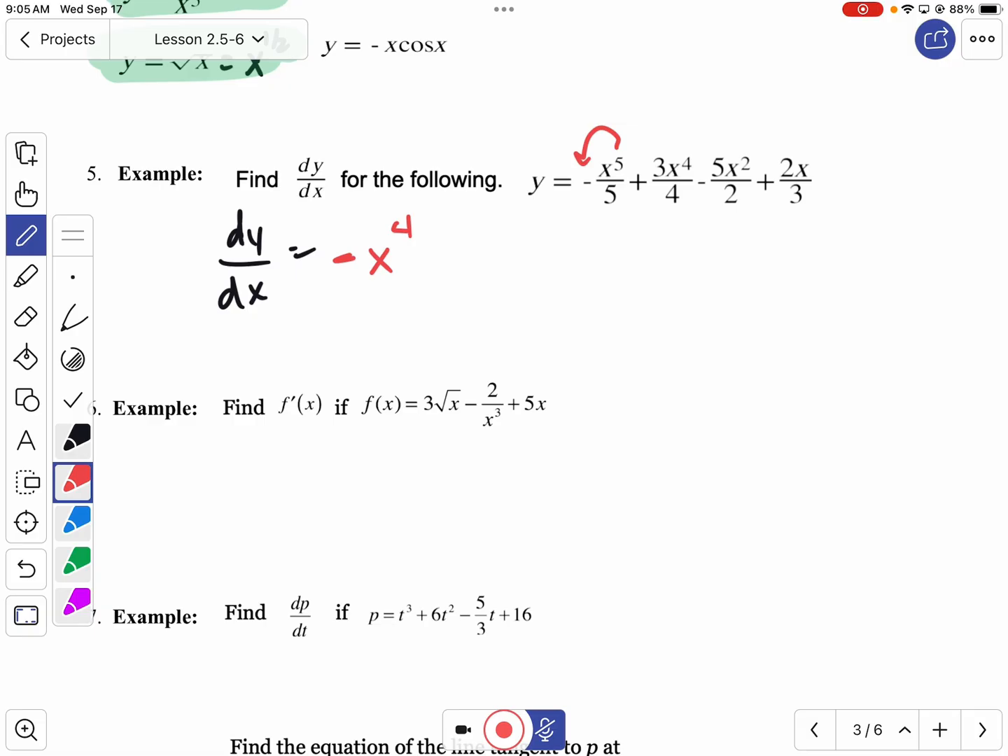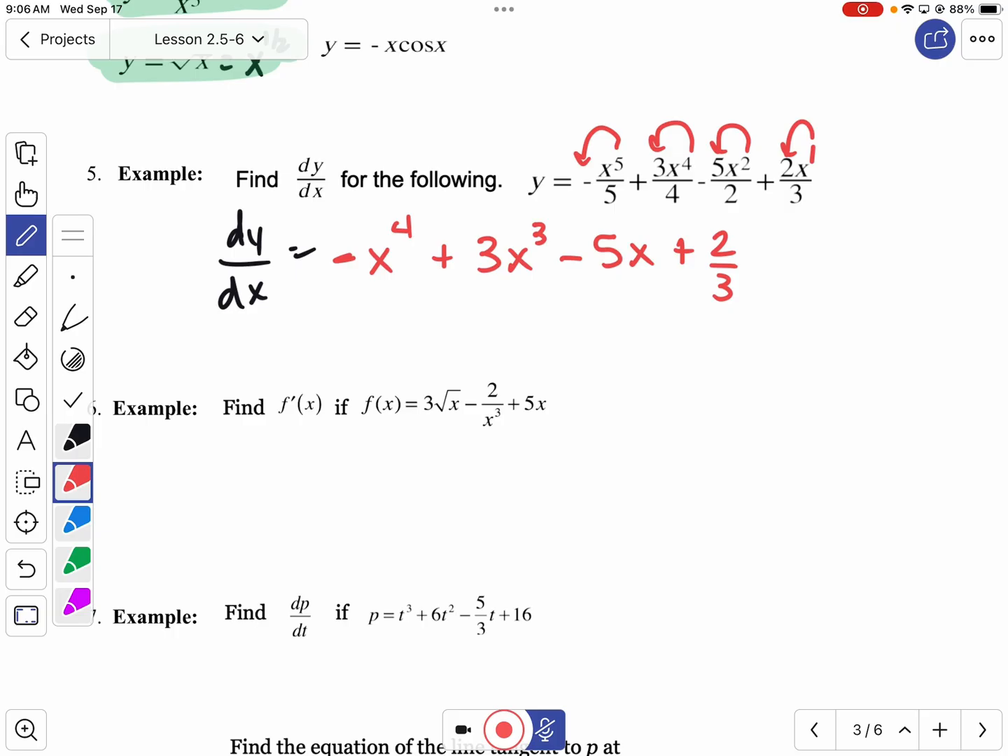4th. Okay. For the next one, 4 times 3/4. 3. X to what power? 3rd. Negative 5/2 times 2. Negative 5. X to what power? Yep, first. And then my exponent is 1 times 2/3, which would be 2/3. X to the 0, I don't need it. Okay? Question on that power rule.